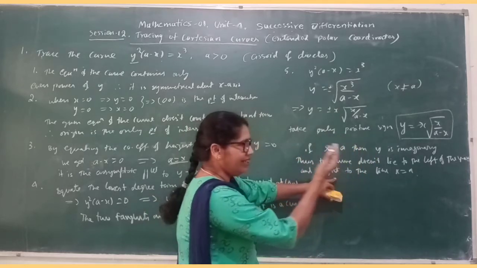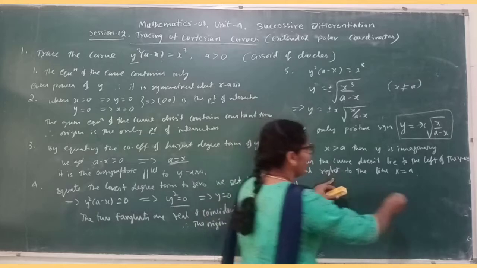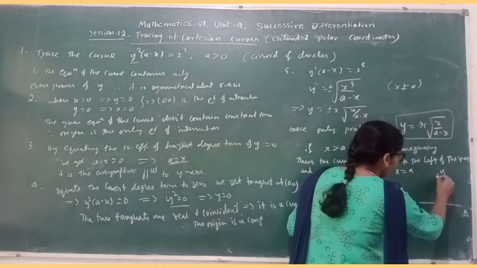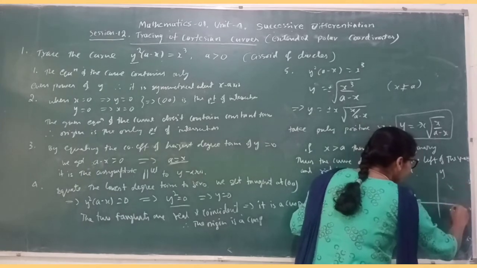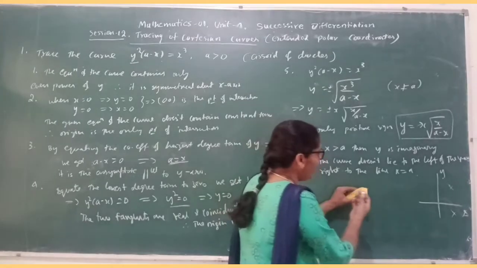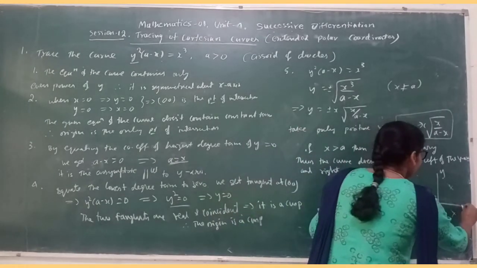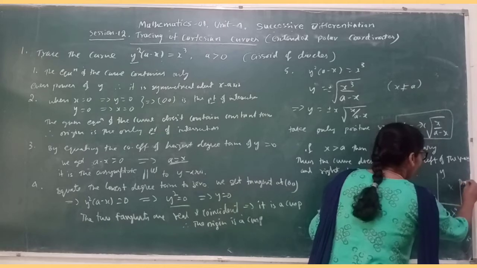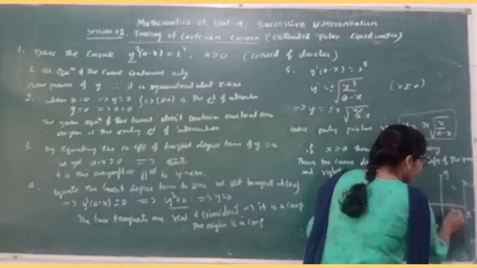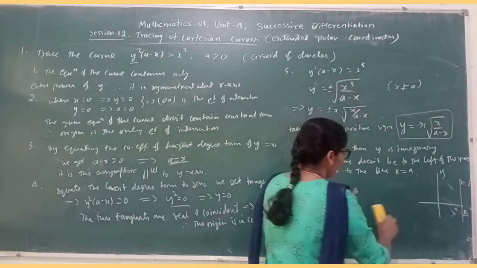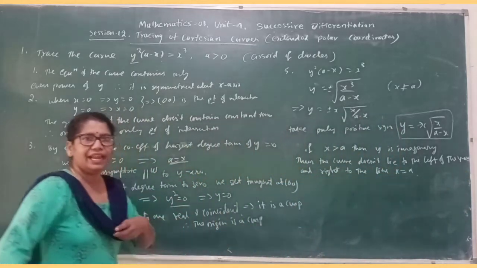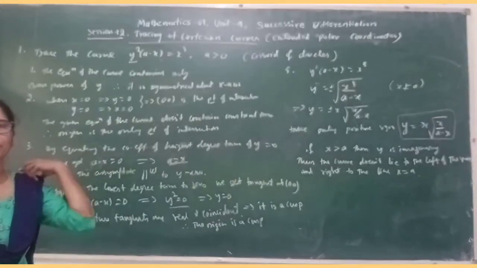See, it won't lie on the left side of the y-axis. Suppose you take the y and x-axis. See, this is the left side. So the curve lies only in this area, not left of the y-axis. And x is equal to a means somewhere you will get a line x is equal to a. It does not go beyond that, the right side of that. So the curve is inside these two limits. So the curve does not lie left of the y-axis and right of the line x is equal to a.